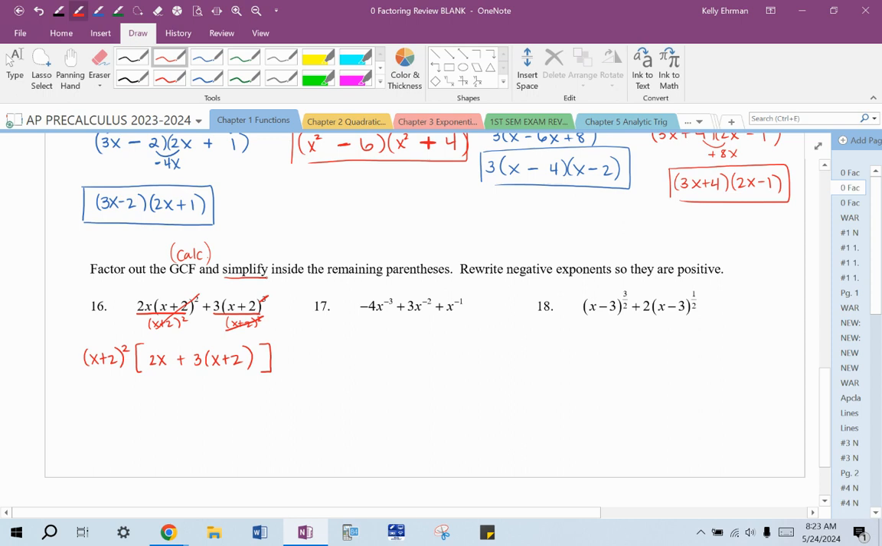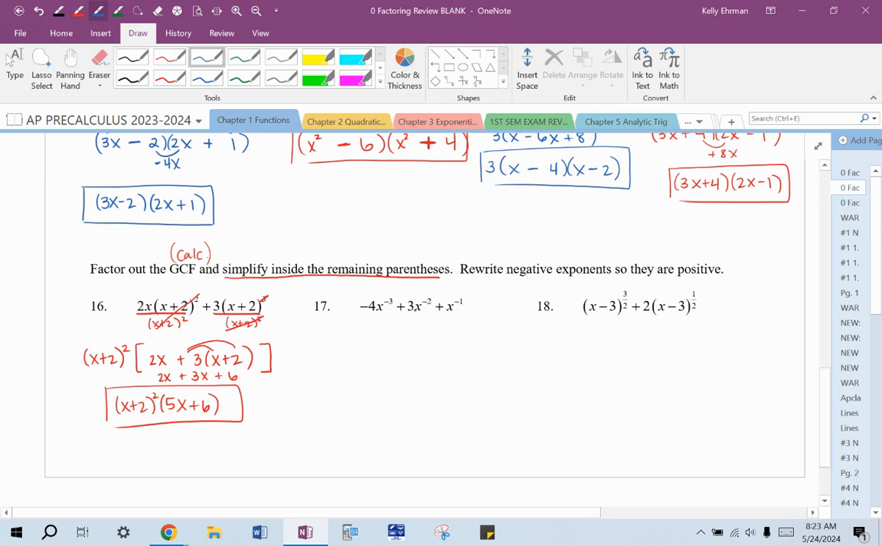So simplify the inside of the remaining parentheses. What I mean by that is if there's distributing to do, do it. So this is right here, 2x plus 3x plus 6. So inside of these square braces, which I'm going to change to parentheses now, this is 5x plus 6. So that can't be factored any further, but at least I've cleaned it up. And I still have the GCF out here of x plus 2 squared. So that is the final fully factored answer.